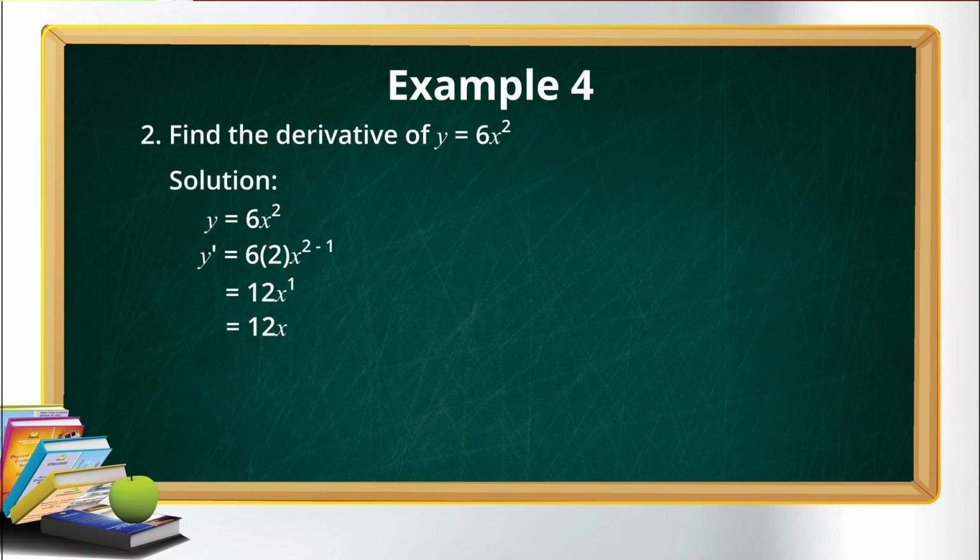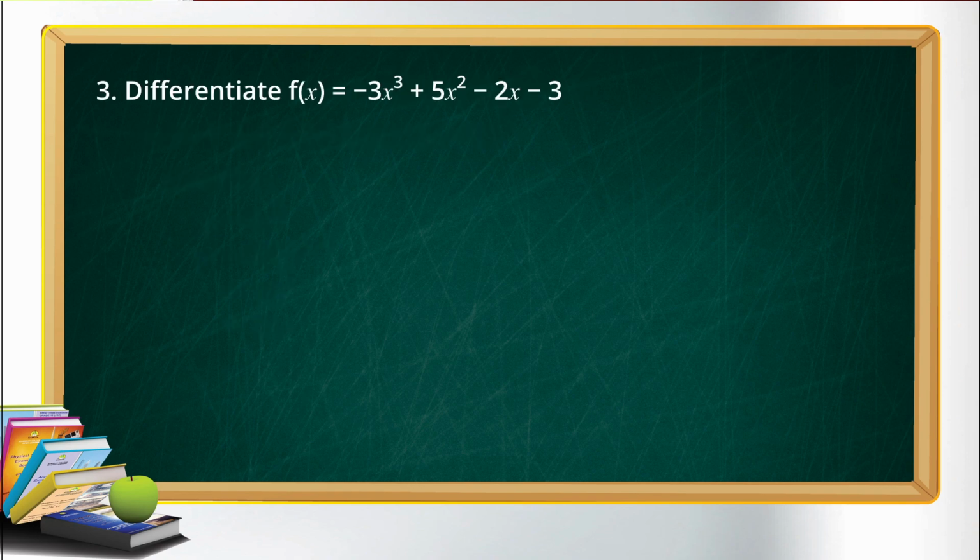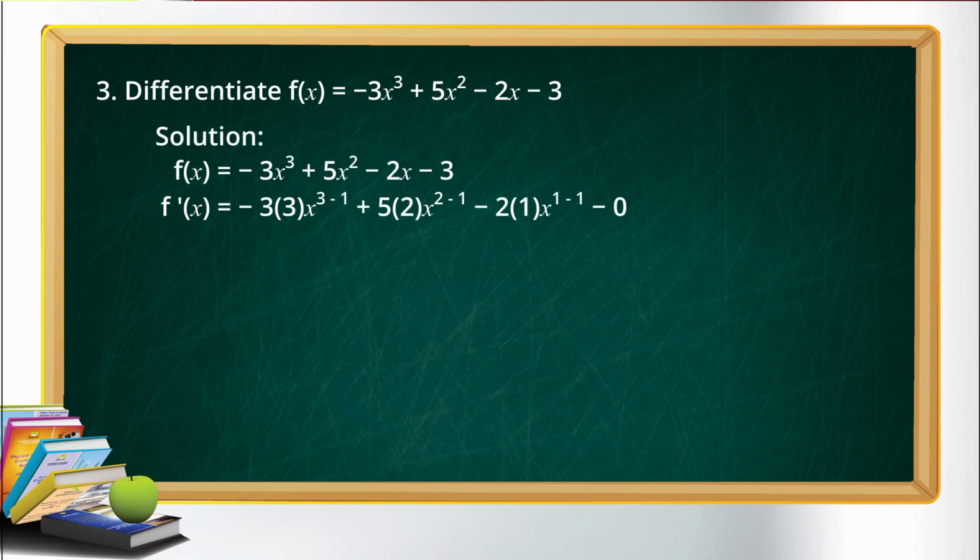Last one. It's a bit longer, but the process is the same. Differentiate f of x is equal to negative 3x cubed plus 5x squared minus 2x minus 3. F prime of x is equal to negative 3 times 3x to the power of 3 minus 1 plus 5 times 2x to the power of 2 minus 1 minus 2 times 1x to the power of 1 minus 1 minus 0.